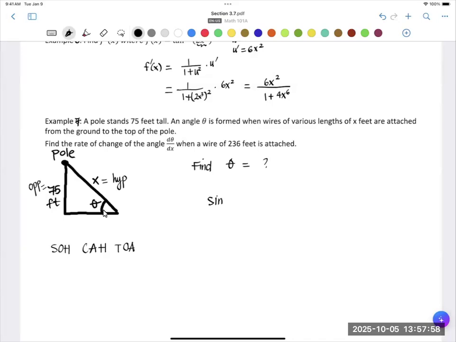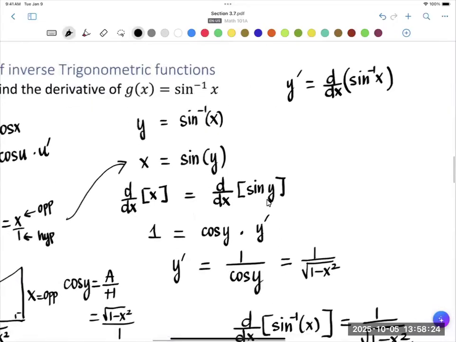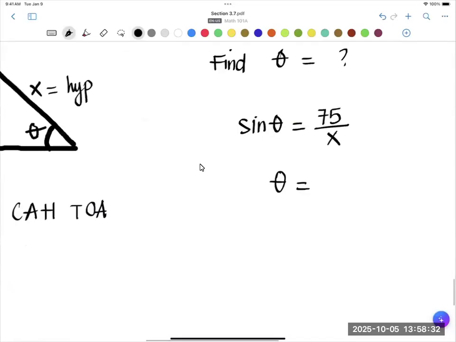So sine theta is equal to opposite over hypotenuse, which is 75 over x. One more time. Sine theta is opposite over hypotenuse, so we have 75 over x. Now, we only want the equation of theta. We don't want the equation of sine. So can I isolate theta? Yes, we can use an inverse, right? Because we know that y equals sine inverse of x means x equals sine of y. So we just interchange the input. So we have theta will be sine inverse of 75 over x.